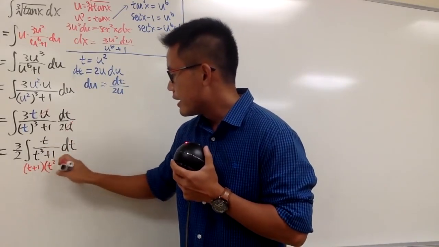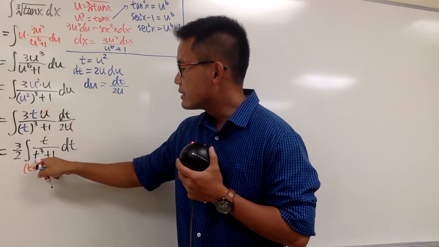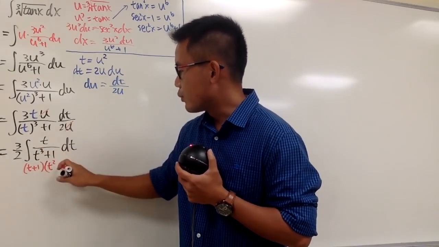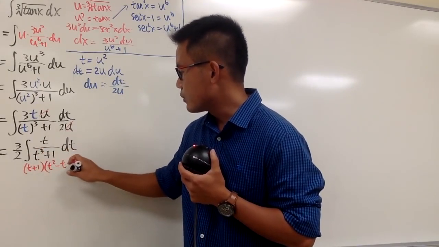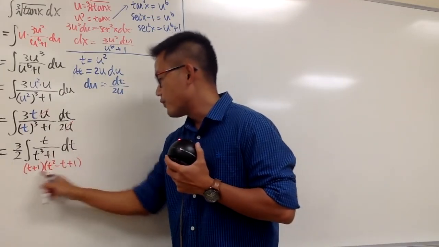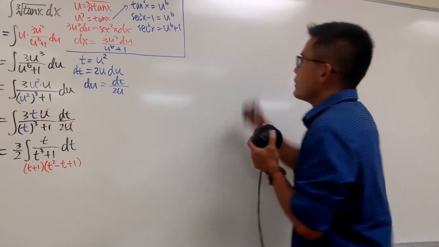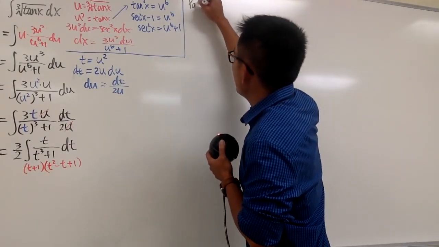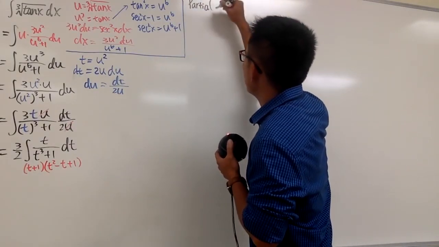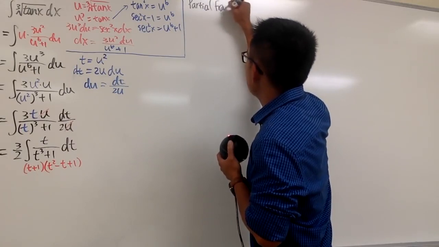is just t squared. And then you minus t times 1, right? So just minus t, and at the end you plus 1, right? This is the factoring for the sum of 2 cubes, right? So let me just put this down right here for you guys. And once again, we have to do partial fraction here, right? Partial fraction.